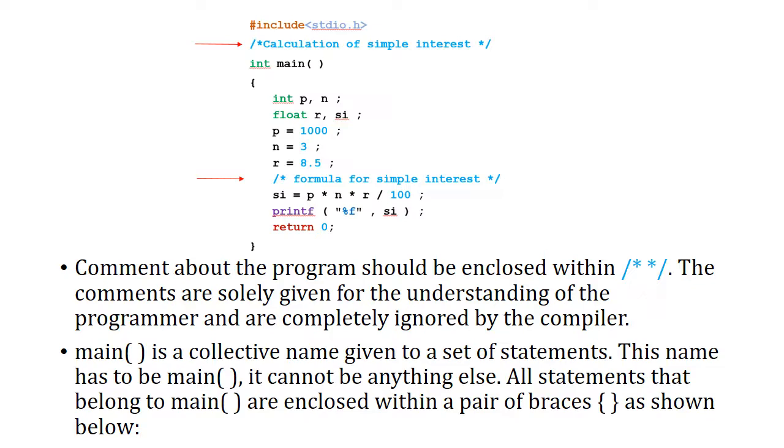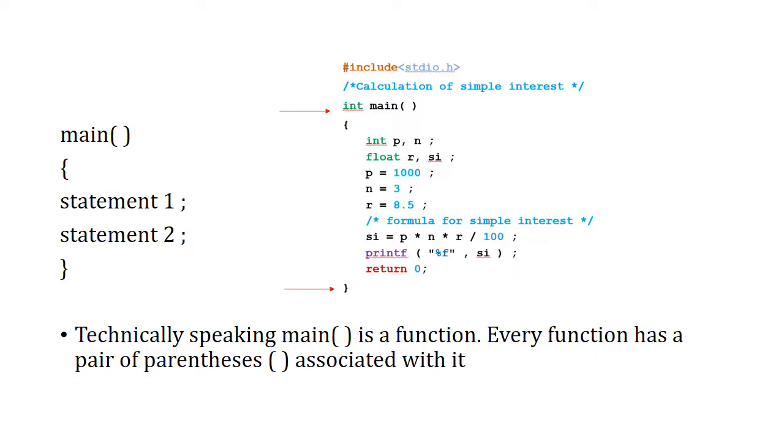And main is basically a collective name which is given to a set of instructions, and this name has to be main. It cannot be anything else. This is specific that it should be main only, and all statements that belong to the main are enclosed within a pair of braces. So between the pair of braces all the instructions would be written, as we have seen. So over here we can write down all the instructions of the main within this pair of braces.